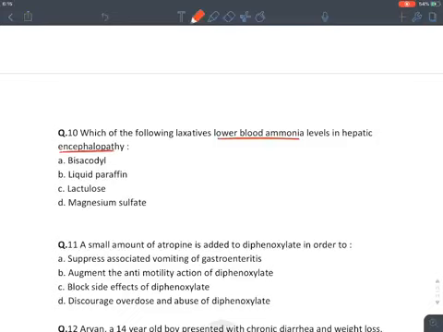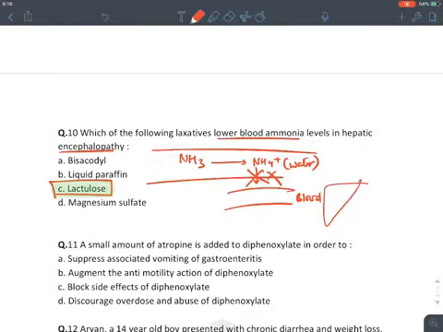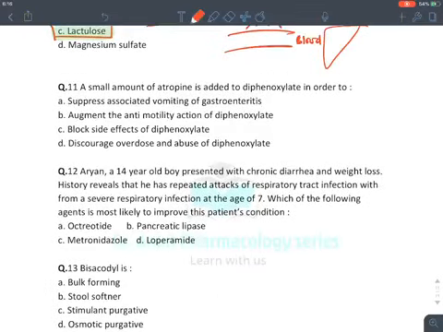Now, which of the following laxatives lowers blood ammonia level in hepatic encephalopathy? The answer is lactulose. Remember, lactulose converts ammonia in the intestine into ammonium. This ammonium is water soluble. It cannot be absorbed into the blood because lactulose converts ammonia into ammonium. If there is liver failure, normally ammonia can be converted into urea, but in liver failure, this ammonia will not be converted into urea, which can lead to encephalopathy.